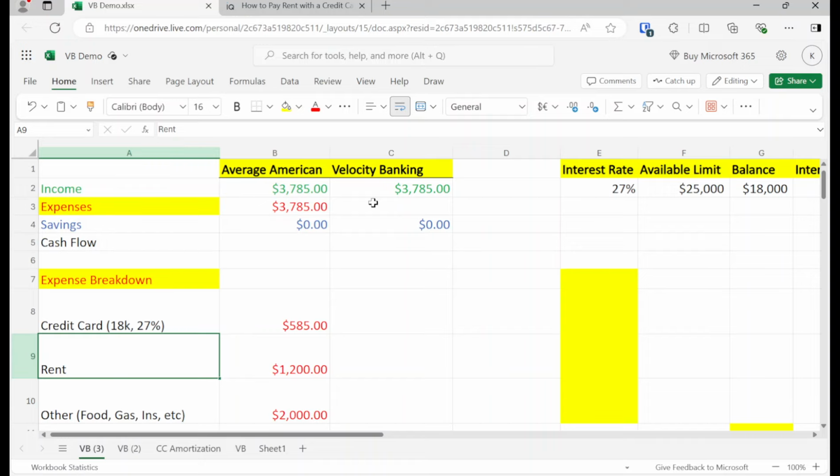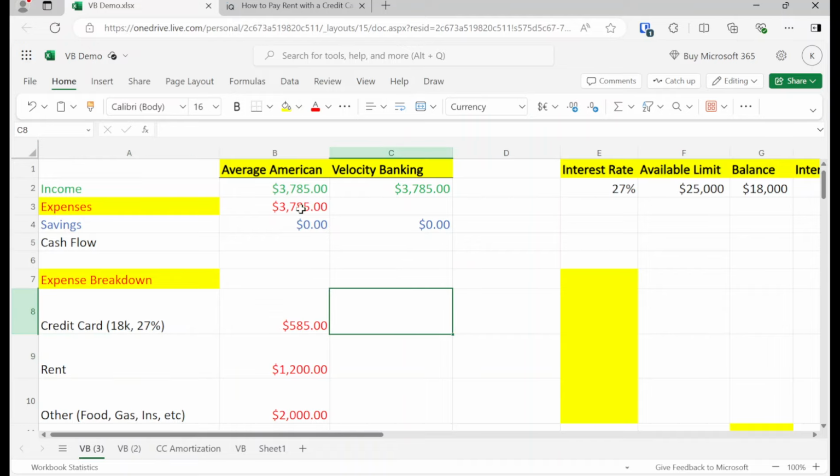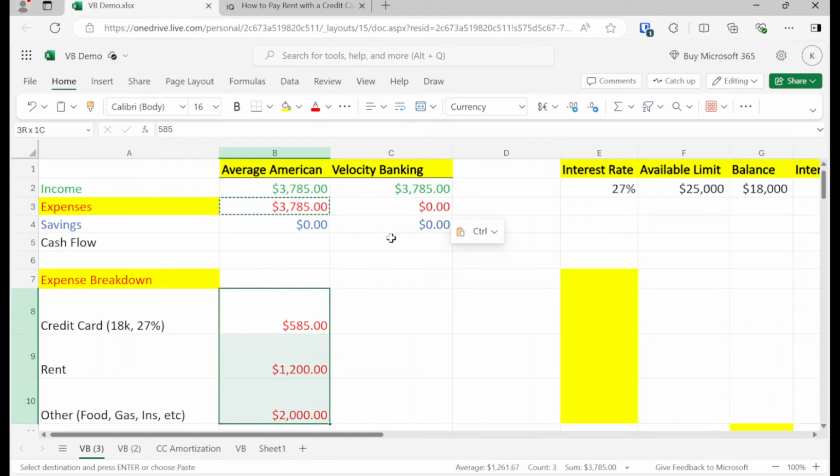All right. So what we're going to do is this thing called Velocity Banking. And again, let's do the Velocity Banking side of the budget. Really, relatively simple.